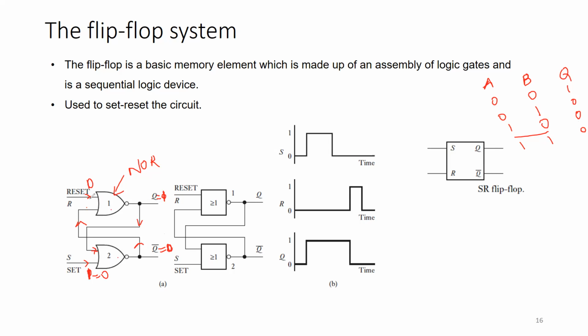The moment reset button is pressed, that means what will happen? The Q dash over here is 0, and if this becomes 1, then this will become 0. Once it becomes 0 and this is already 0, this will become 1. This is how it works. So are you able to understand it? Yes, sir.